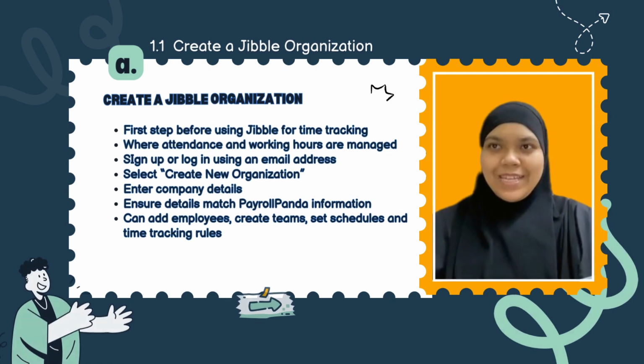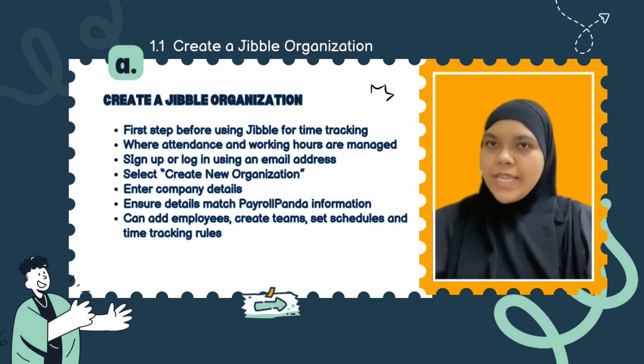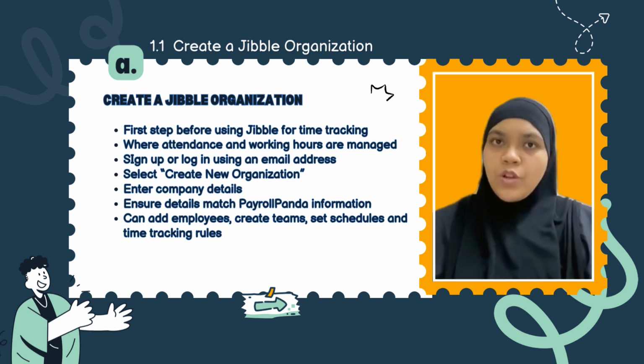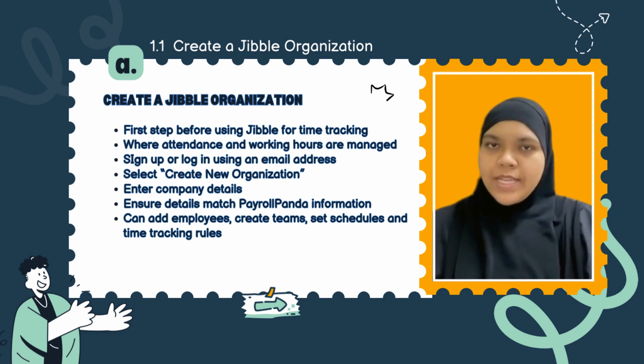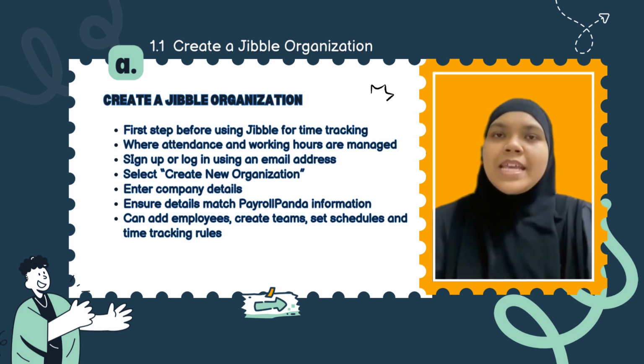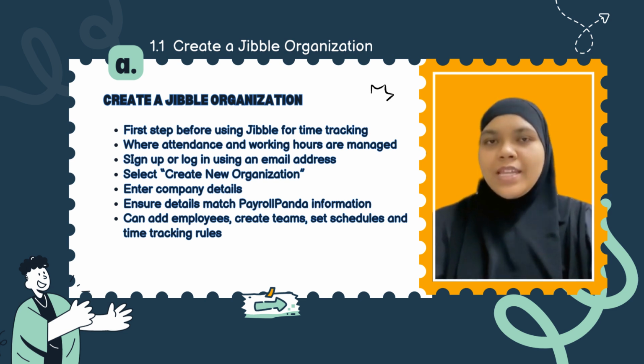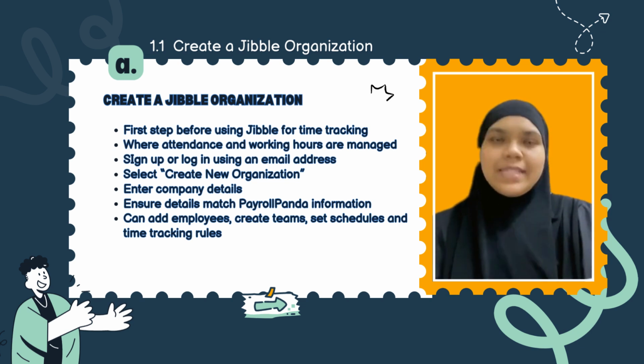Creating a Jibble organization is the first step to using Jibble for time tracking and attendance management. To create an organization, the user needs to sign up or log into the Jibble platform first. After that, the user selects the option to create a new organization and enters basic company information such as the organization name and time zone. Once the organization is created, the user becomes the admin and can start managing the system. This includes adding employees, setting work schedules, and applying time tracking rules.